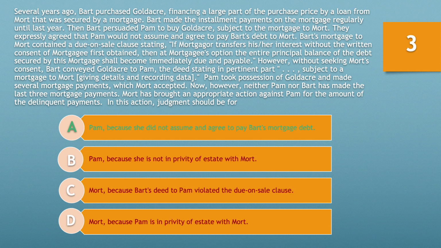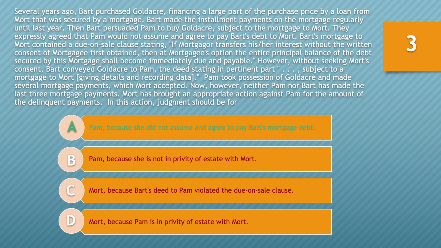If you chose option A, you'd be correct, Pam, because she did not assume and agree to pay Bart's mortgage debt. A buyer of a property who takes subject to a mortgage does not assume the mortgage and is not personally liable for the mortgage payments. However, if the mortgage goes unpaid, then the property is subject to foreclosure.